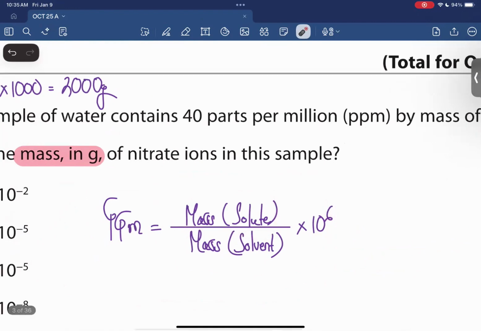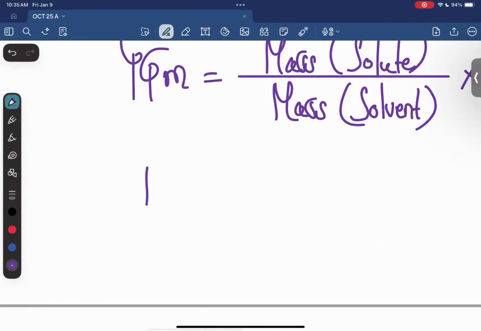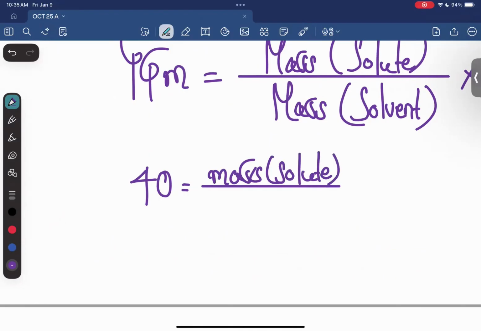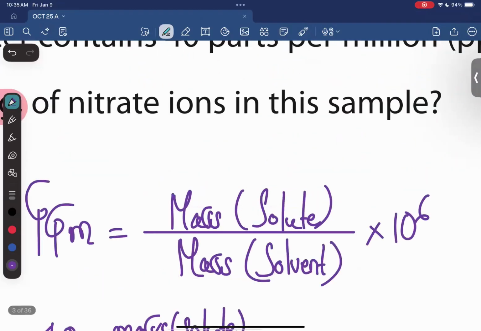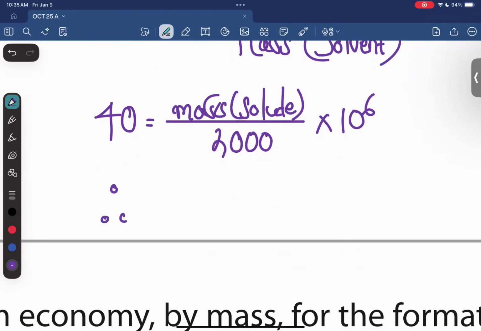Okay. So what I can see from here is that 40 is equivalent to the mass of solute over the mass of solvent, which is 2000, times 10 to the power 6, right? So therefore, make the mass of solute the subject.